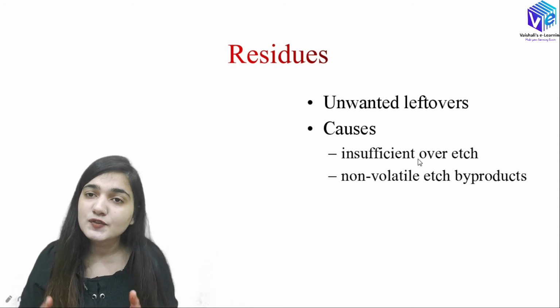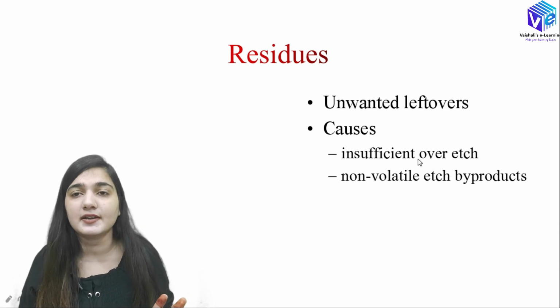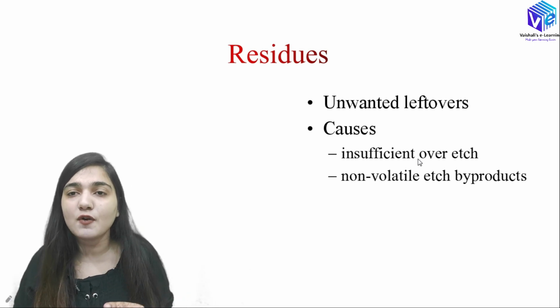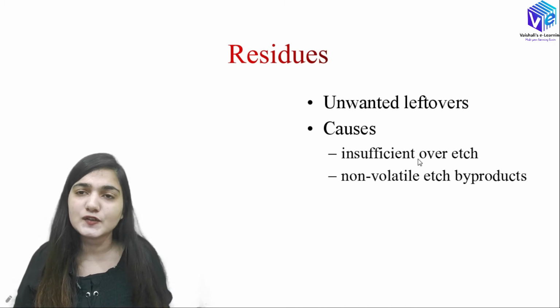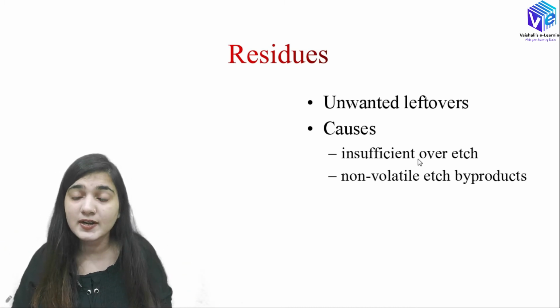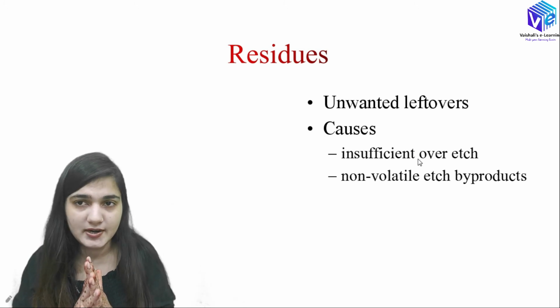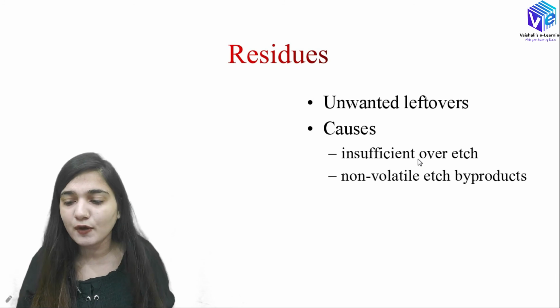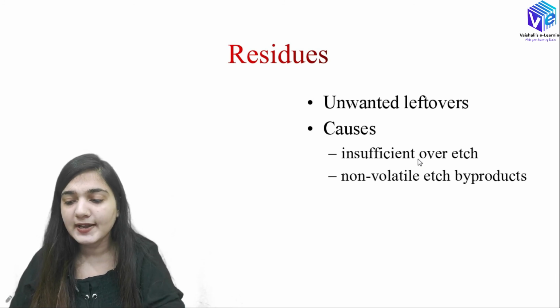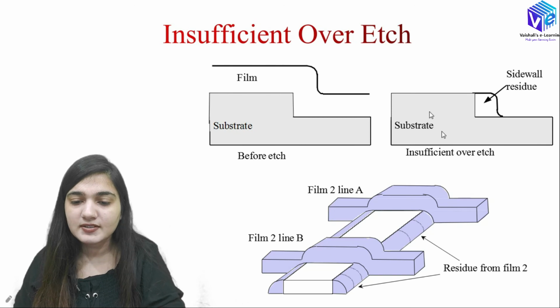If the residues are volatile, this is the best type of etching process that we can get. So I am shifting towards the volatile residues. I want volatile residues. If the residues are liquid or solid, it is very difficult to remove them, and then it will be causing the over etching problem. So non-volatile etch byproducts we have to control. Then this is the process of insufficient over etch.